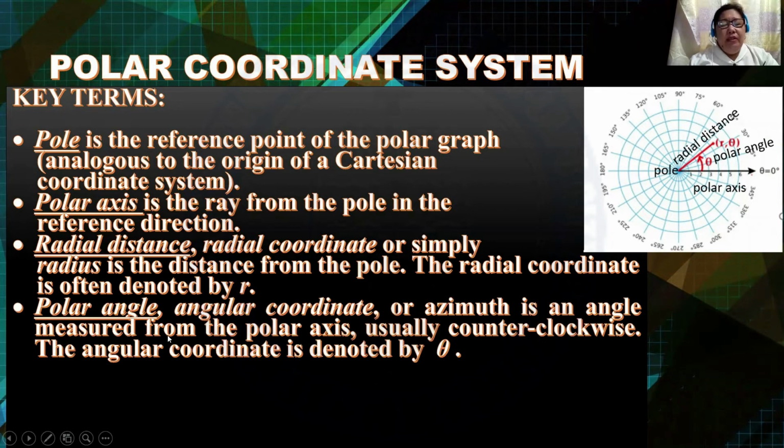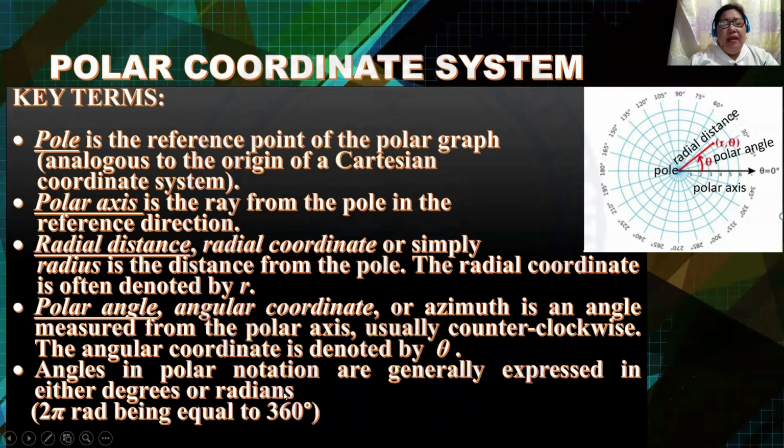Polar angle, or we call it angular coordinate or azimuth, is an angle measured from the polar axis, usually counterclockwise, and the angular coordinate is denoted by theta. Angles in polar notation are generally expressed in either degrees or radians, 2 pi radians being equal to 360 degrees.